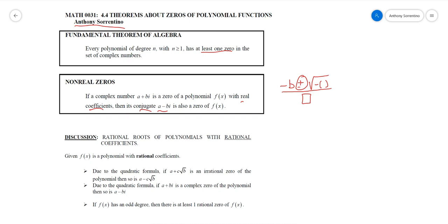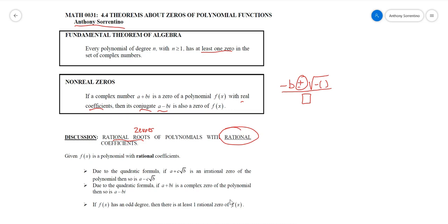This also works when I'm talking about irrational zeros. If I have a polynomial with rational coefficients, so they have to be not just real, they have to be rational, and if a plus c square root b is an irrational zero of the polynomial, then so is a minus c square root b. And I also have the restatement of the non-real zero. So basically, the same thing.